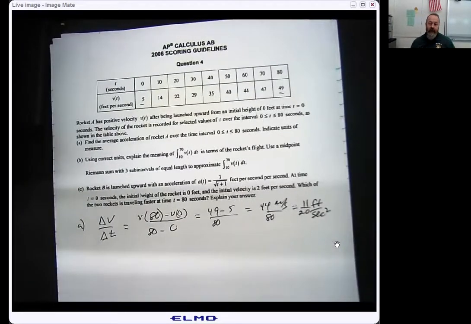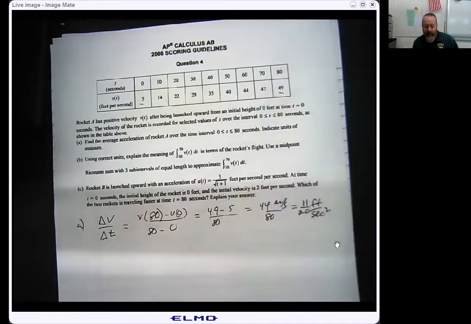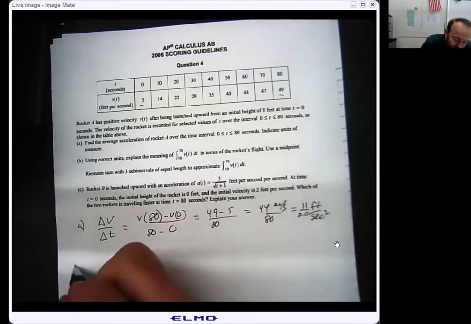Notice that it's not the same all the way through, but that's an average value. Some places a little more, some places a little bit less, and that's awesome. So we'll go on to part B.